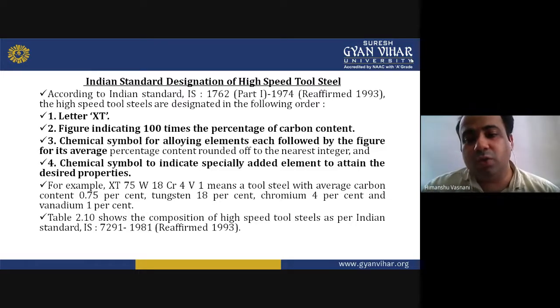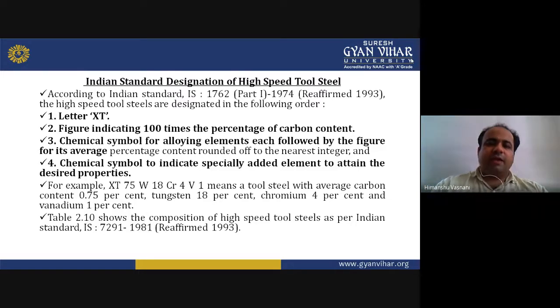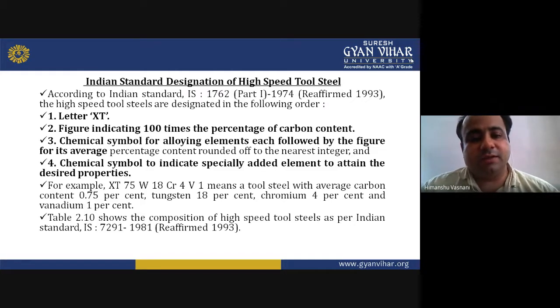It means a tool steel having average carbon content 0.75%, tungsten 18%, chromium 4%, and vanadium 1%. I repeat, XT 75 W 18 CR 4 V1. It means the tool steel having an average carbon content of 0.75%, tungsten 18%, chromium 4%, and vanadium 1%.